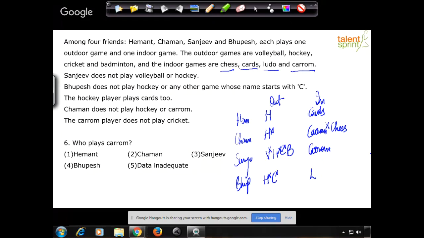Now, let's come to Bhupesh. We know Bhupesh doesn't play hockey. We know Bhupesh doesn't play cricket and badminton is played by Sanjeev. Therefore, volleyball is the game that is going to be played by Bhupesh. Now, coming to Hemant and Chaman, we know Hemant plays hockey. There is only 1 game left for Chaman to play, and that is the game of cricket.